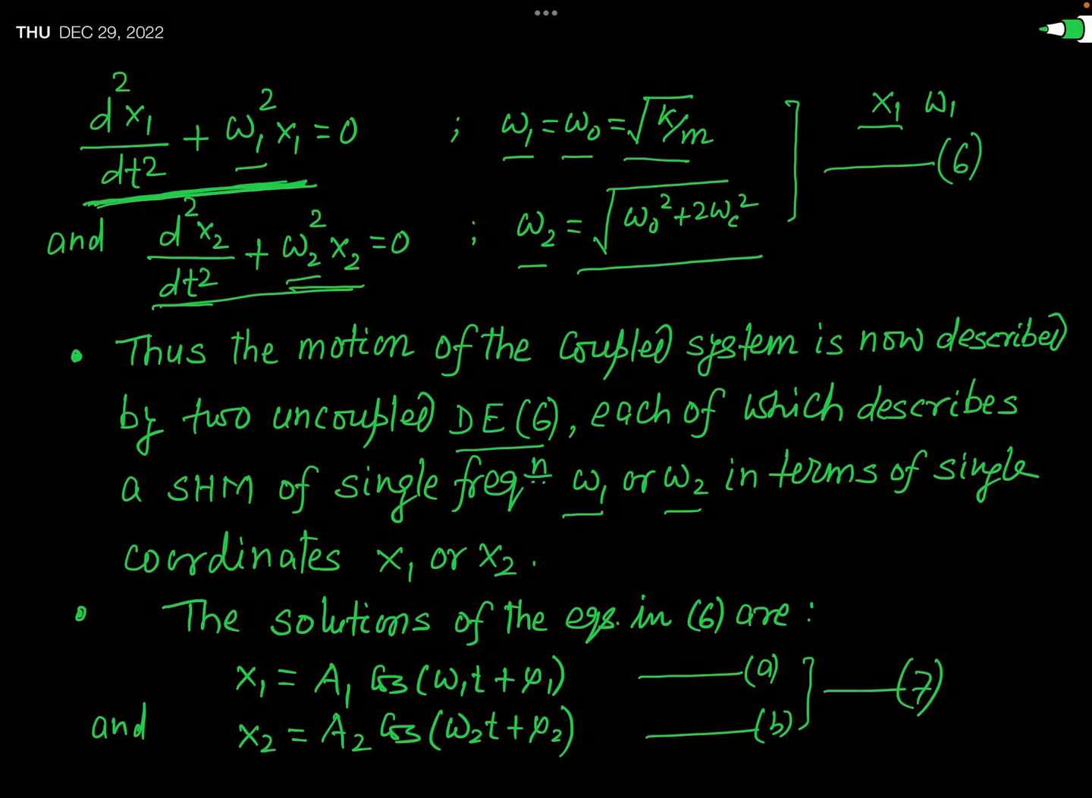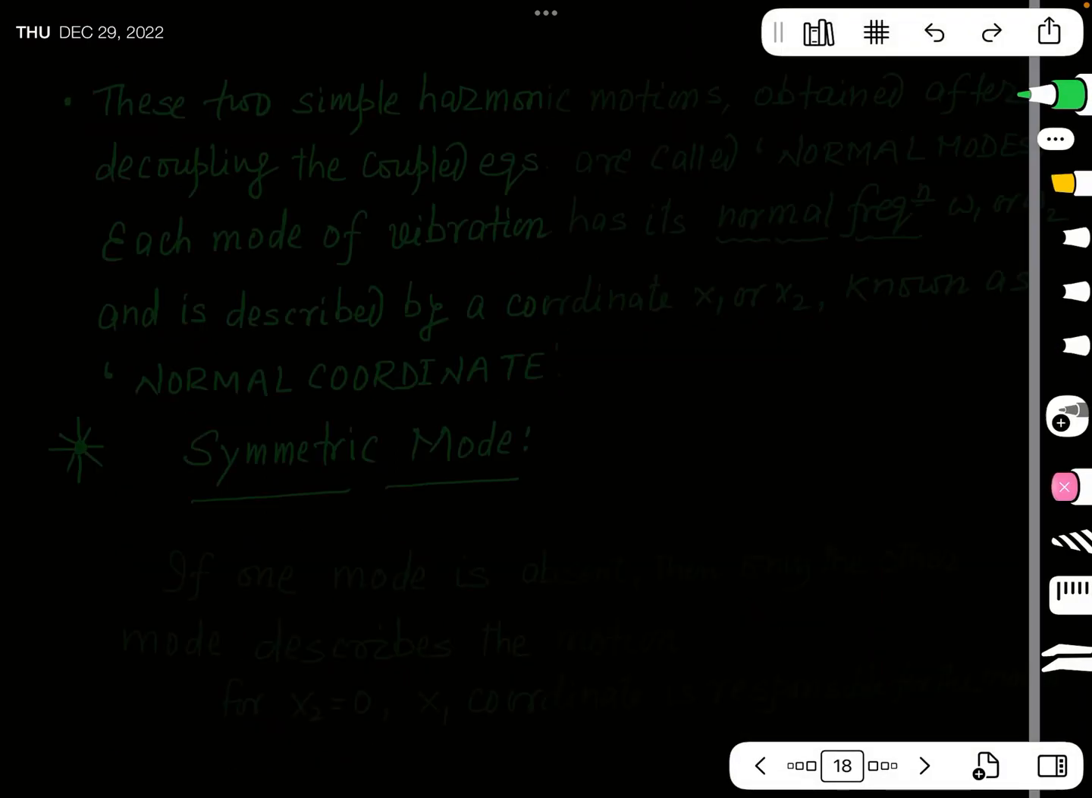cosine function. You can write that the solution of the first equation in equation 6 is x1 equal to a1 cos(omega 1 t plus phi 1), and the solution of the second equation is x2 equal to a2 cos(omega 2 t plus phi 2). Here a1 and a2 are the amplitudes of the oscillations, omega 1 and omega 2 are frequencies with which this motion takes place, and phi 1 and phi 2 are the phase constants or initial phases, that is, the phase of the oscillation at t equal to 0. Okay. So there are two independent motions.